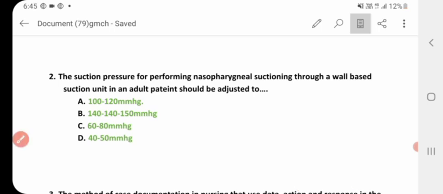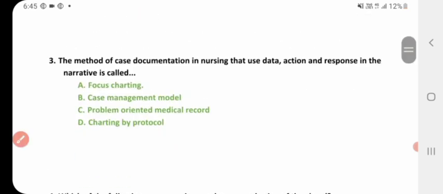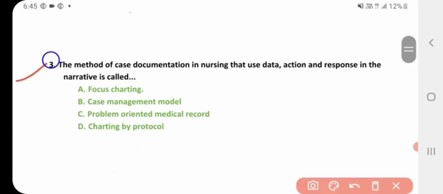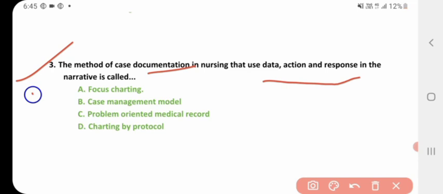Next, move to the third question. The method of case documentation in nursing that uses data, action and response in narrative is called: focus charting, case management model, problem oriented medical record, charting by protocol. So the method of case documentation in nursing that uses data, action and response in narrative is called focus charting. Option A is the right answer.